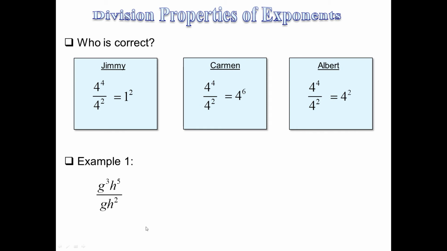Let's look at some examples here. These are a little bit different because now there's not just one base divided by one base. We have two different bases, but the thing is we just go ahead and combine the bases that are the same. Like g to the third divided by g. I'm going to go ahead and separate them.